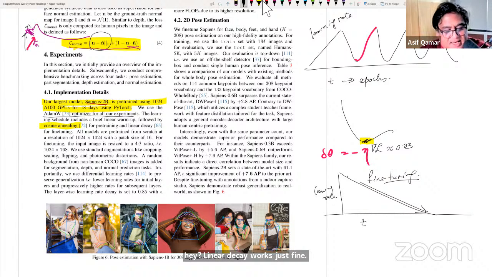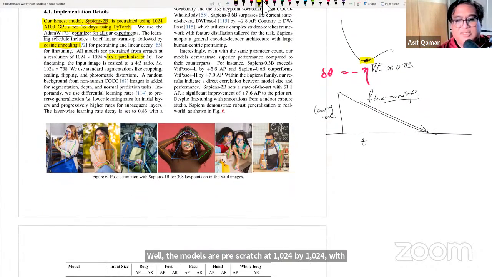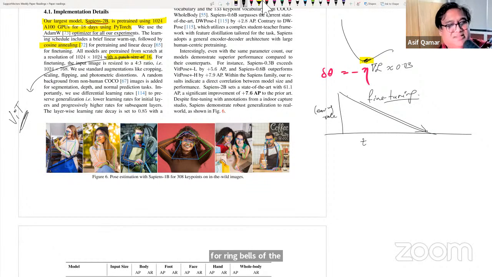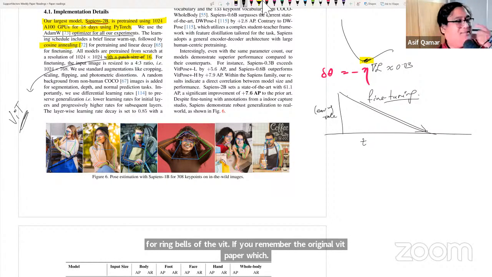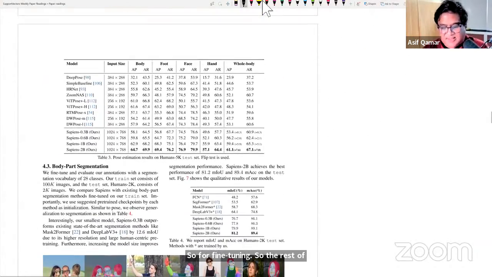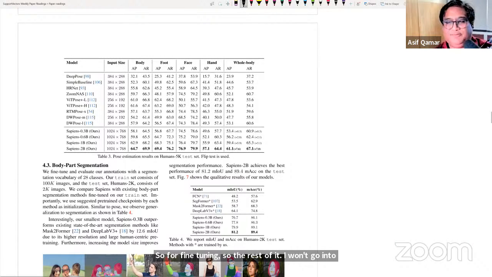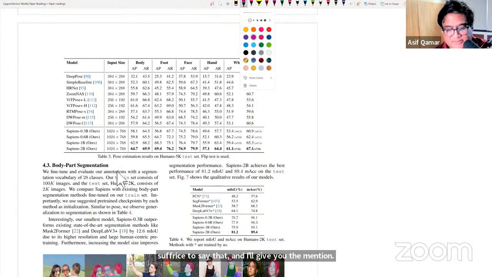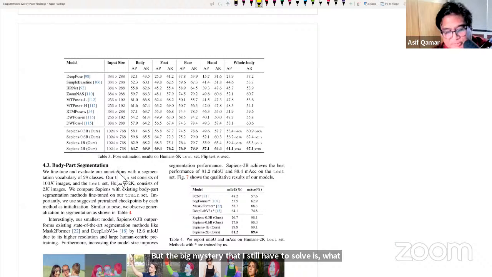All the models are pre-trained from scratch at 1024 by 1024 with a patch size of 16. The patch size of 16, of course, would ring bells of the ViT paper. If you remember, the original ViT paper, which brought transformers to the world of computer vision, literally had a patch size of 16. So for fine-tuning, the rest of it I won't go into. Suffices to say, and I'll give you the benchmark, but the big mystery that I still have to solve is what exactly are those autoencoders?